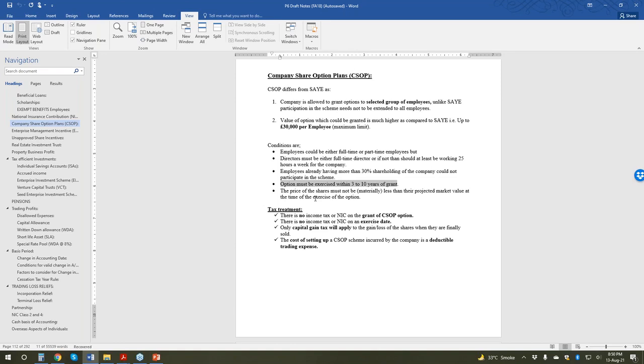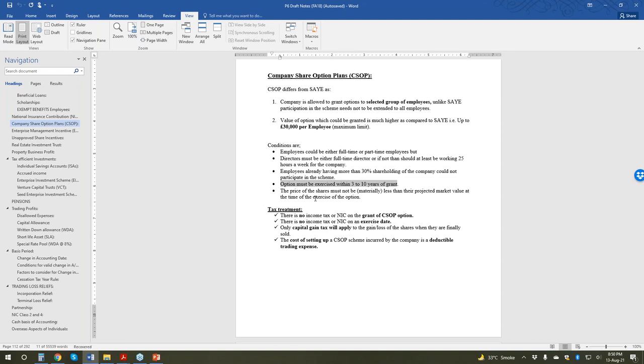Now let's talk about the capital gains tax implications. The capital gains tax implications means what will be the CGT that will be paid on these shares. So the CGT will be paid on the difference between the market value at the disposal date less the market value at the exercise date. Whatever the difference is, it will be chargeable to capital gains tax.